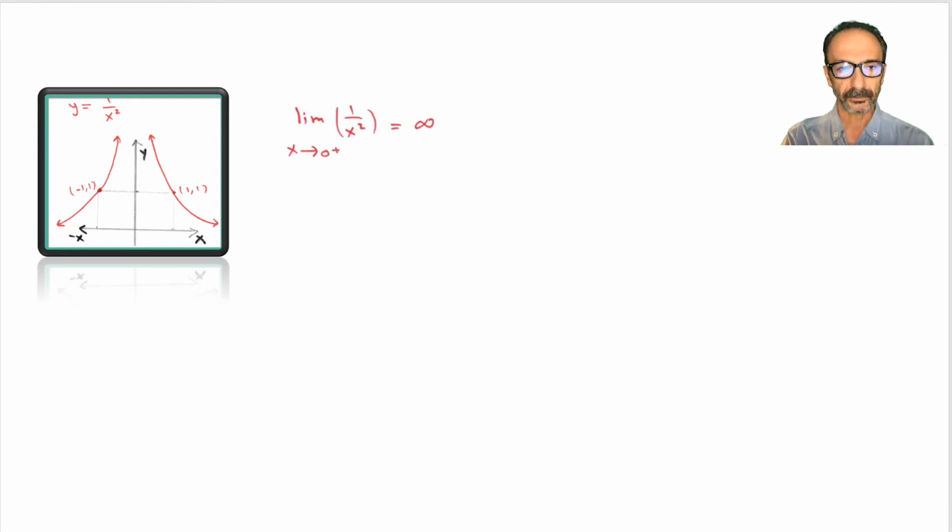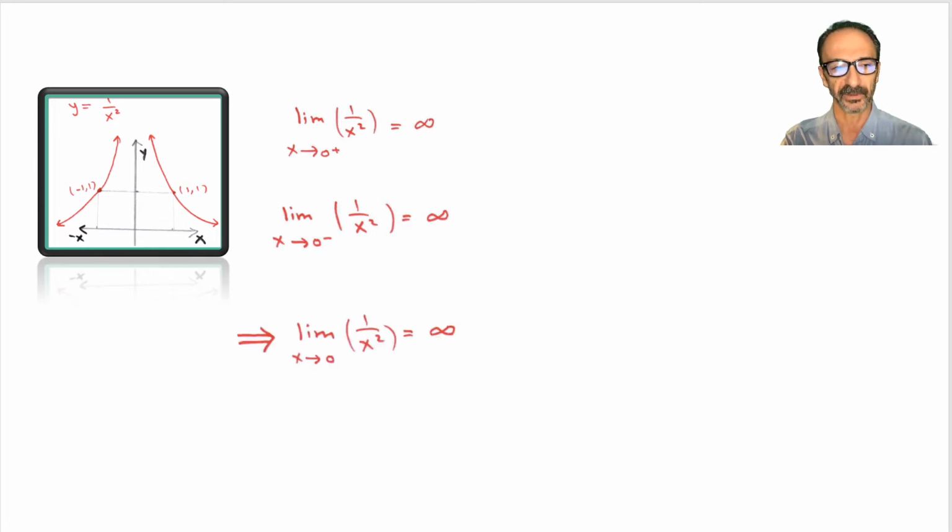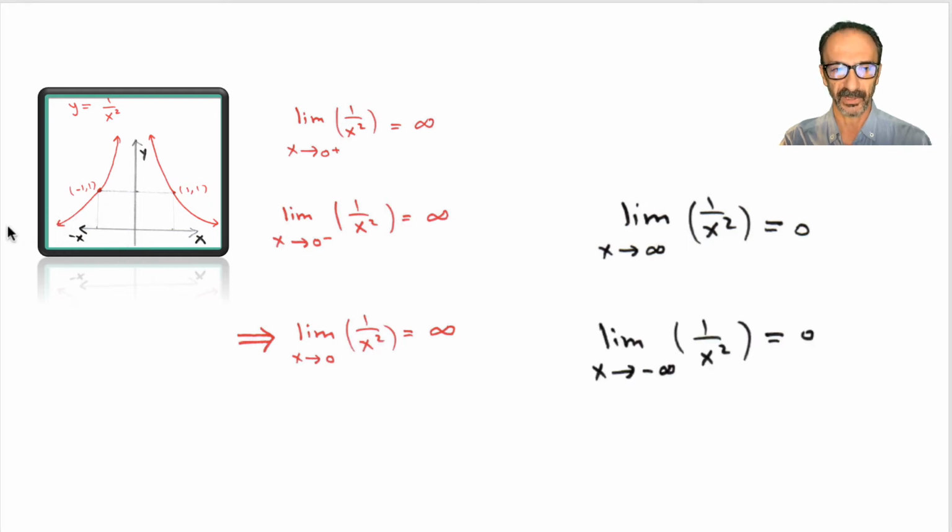Now, if you approach 0 from the right, it's positive infinity. If you approach 0 from the left, it's positive infinity. So we say that the limit exists this time and we call it infinity. Since, as I mentioned, we're talking about infinity and limits, let's go all the way to the right. Going to infinity, approaching values all the way to the right, you're going to get close to the x-axis, so the answer is 0. Same thing going all the way to the left to negative infinity, your values will get smaller and smaller, you're going to go to 0.